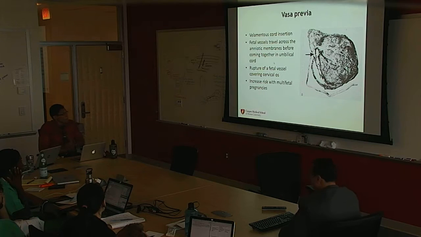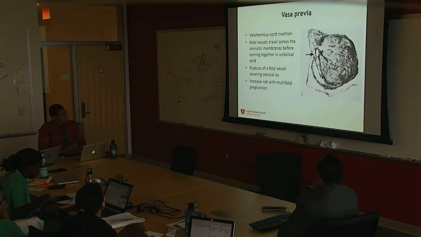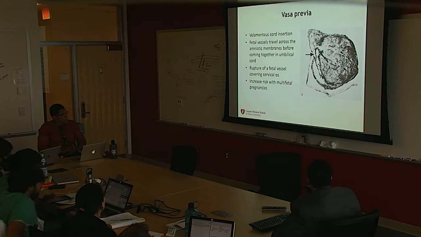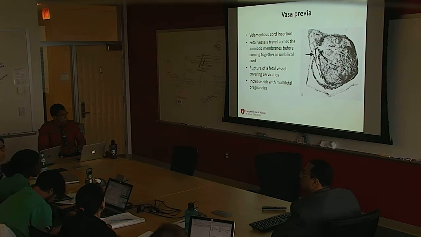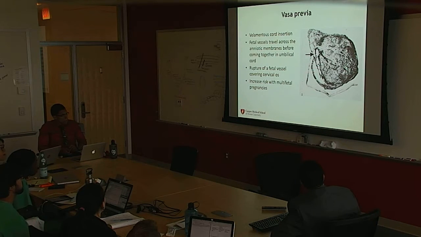So there's something called vasa previa, which is a filamentous cord insertion. What does that mean? This is the placenta. Normally the cord is in the middle of the placenta. Sometimes the cord is on the side or outside, like here. It's inserted in the membrane, and then it passes through the membranes and goes to the placenta. Okay? So see, the blood vessels are passing over the membranes, going to the placenta. So the fetal vessels travel across the membranes before coming together in the umbilical cord.